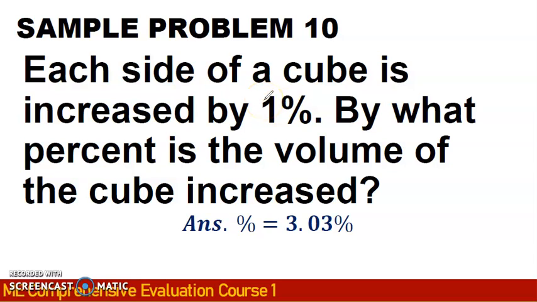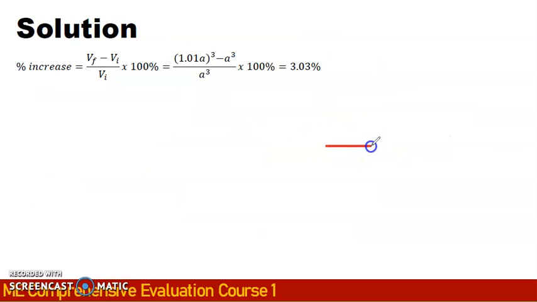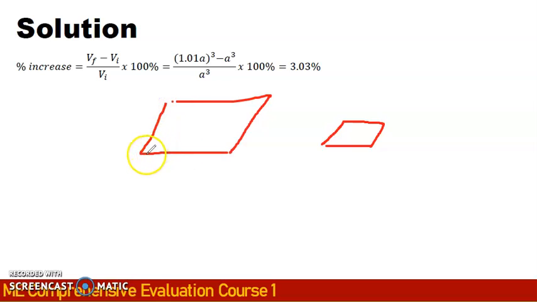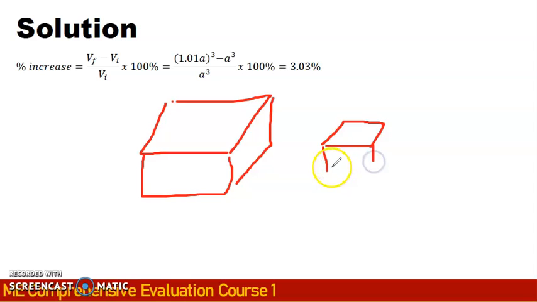Each side of a cube is increased by 1%. By what percent has the volume of the cube increased? Say the cube is originally, so we know that the volume of a cube is the side cubed, and it is dependent on the sides. We want to increase the side of the cube by 1%.